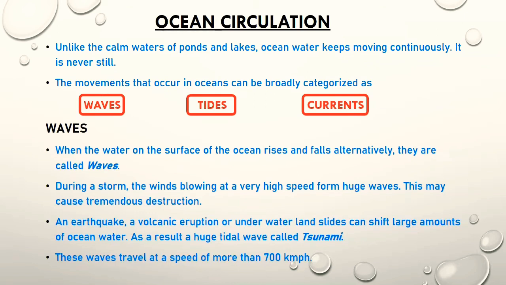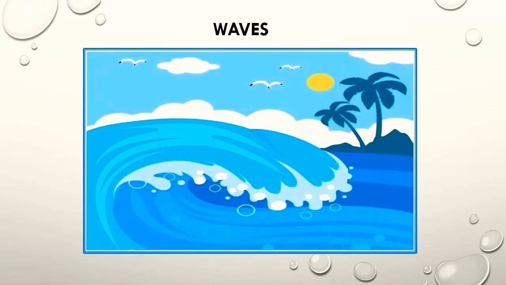Next, see, an earthquake, a volcanic eruption, or an underwater landslide can shift a large amount of ocean water, and as a result a huge tidal wave called a tsunami is created. These waves travel at a speed of more than 700 km per hour. Here you can see the picture of waves.